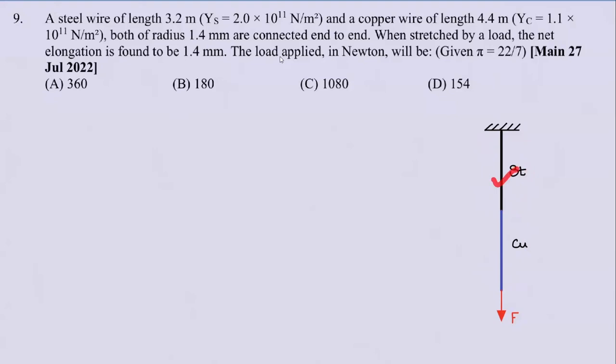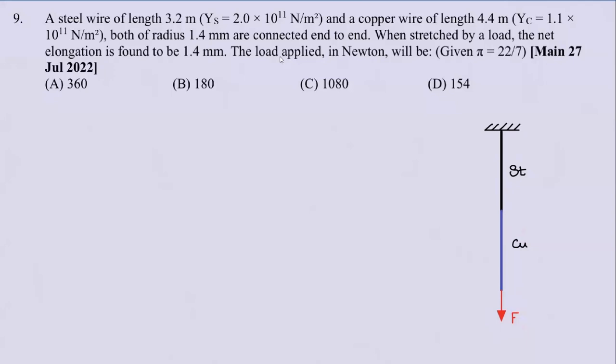So tension will be the same in these two. So what's the final conclusion? Both are stretched by the same force. They said like this, that force F is applied and they're connected end to end. Now concentrate, if steel is elongated by delta L1 and this is also elongated by delta L2, then the total will be delta L1 plus delta L2.